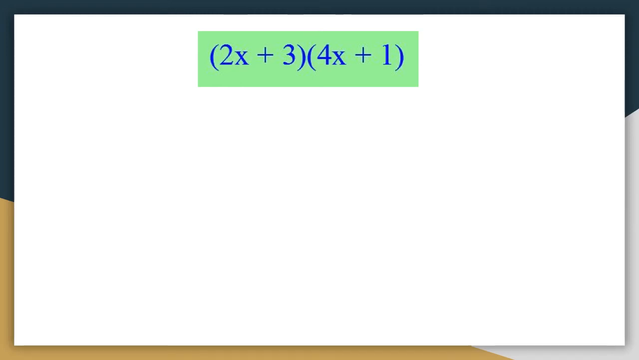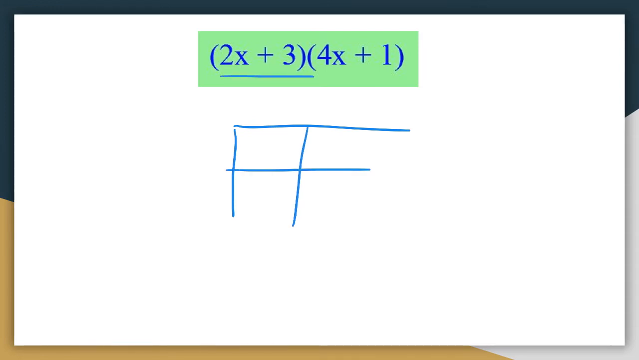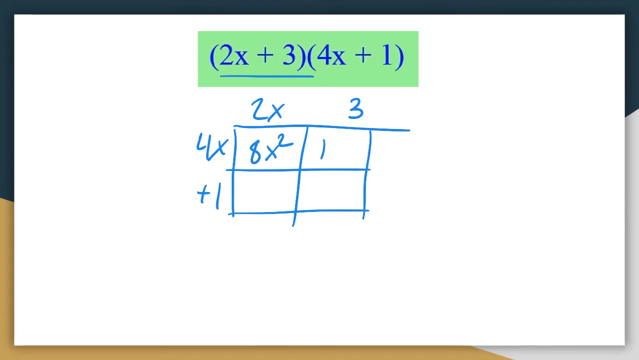So now that you tried it, I'm going to go through quickly, and I'm going to use my preferred method, the box. I'm going to write this binomial, 2x and 3, and then I'm going to write this binomial, 4x and 1. And then I'm going to go through and multiply. 4x times 2x gives me 8x squared. 3 times 4x gives me 12x. 2x times 1 is just 2x. And 3 times 1 gives me 3.